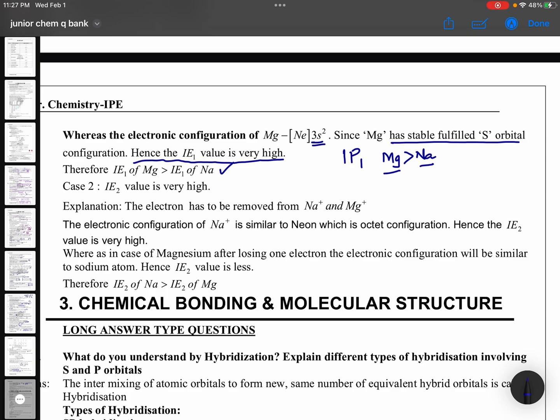After removal of one electron, sodium will become sodium plus, magnesium will become magnesium plus. The electronic configuration of sodium plus is similar to neon, which has an octet configuration. Hence, the ionization potential 2 is very high because it is a noble gas configuration. Whereas in magnesium, after losing one electron, its electronic configuration will be similar to a sodium atom, that means it is ready to lose the electron, so it can comfortably lose it. That's why ionization potential 2 of sodium is greater than magnesium.